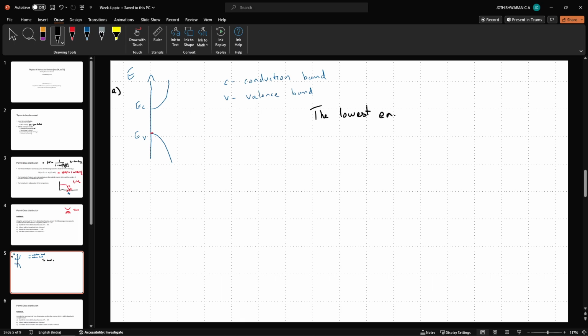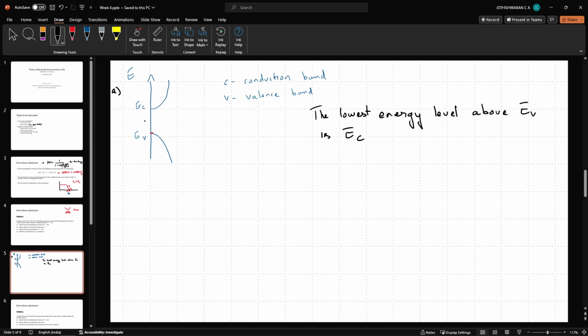Lowest energy level above EV is EC, which implies when an electron gets excited from here, it will go automatically to EC. Therefore, as the probability of finding an electron in this region decreases, the probability of finding an electron in this region will increase. So the symmetry is actually not about EV, but across this line.